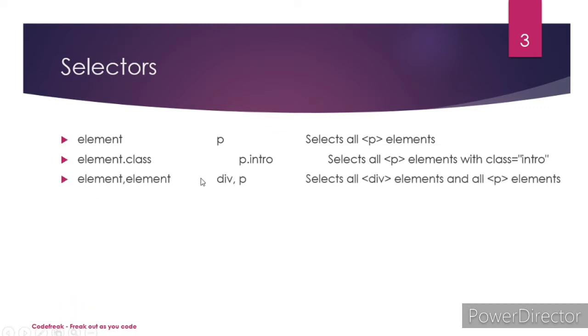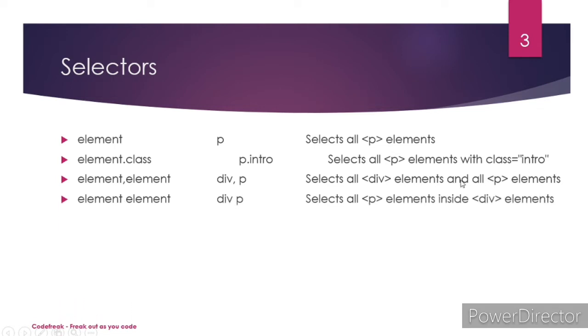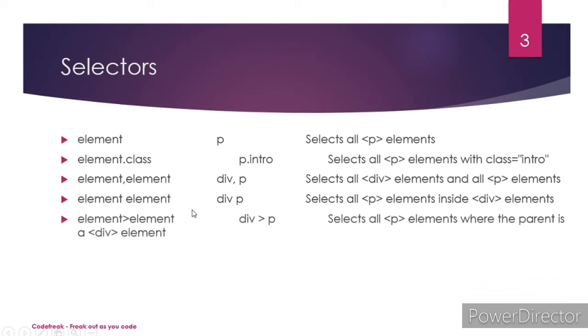When you have two elements, a div element and a P element, you can select all the div elements and all the P elements which are present. If you have div P, which we have already seen, it selects all the P elements inside any div tag. Now if you have div greater than P, which is used quite often, it selects all P elements where the parent is a div tag. So basically it means the same. It selects all the P elements whose parent is a div tag.